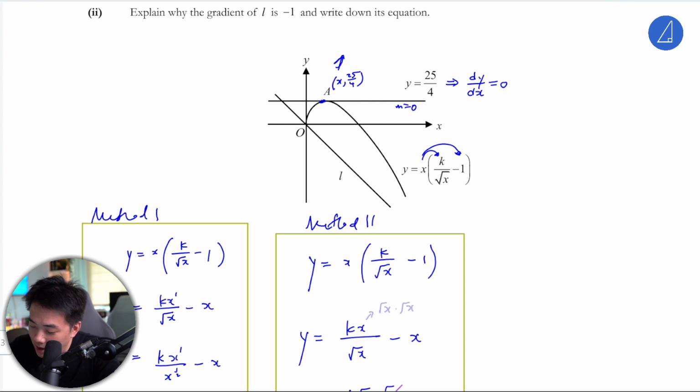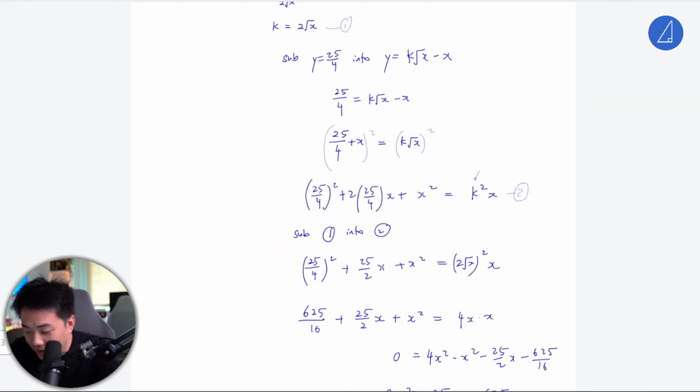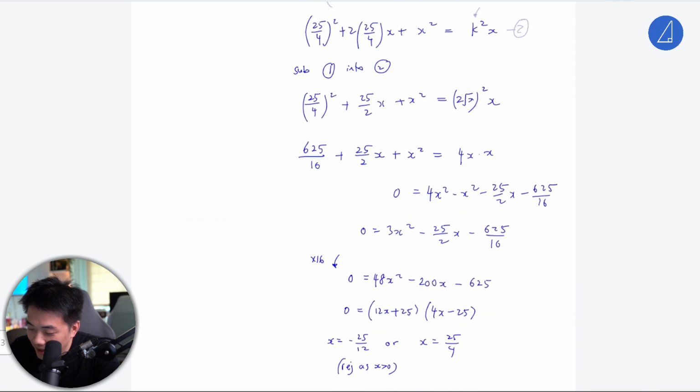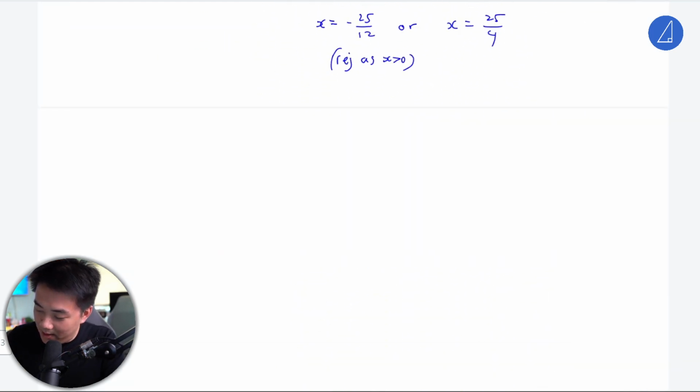Alright, so then what we need is to determine the value of k. The value of k, going back to k equals 2 root x. So k equals 2 root 25 over 4, which is actually 2 times 5 over 2, hence k is 5.